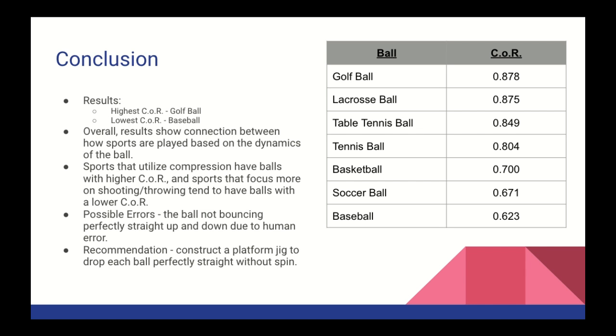Possible errors in this experiment included the ball not bouncing perfectly straight up and down due to human error of me dropping it when I was testing the balls. One of my recommendations for completing this experiment again would be to construct a sort of platform jig to drop each ball perfectly straight down without spin. Creating a jig rather than having my hand dropping each ball would eliminate minor discrepancies in how high the ball was dropped. And this would make your results slightly more accurate.